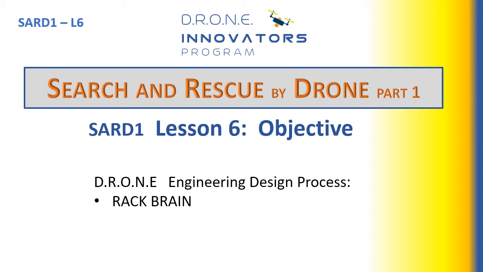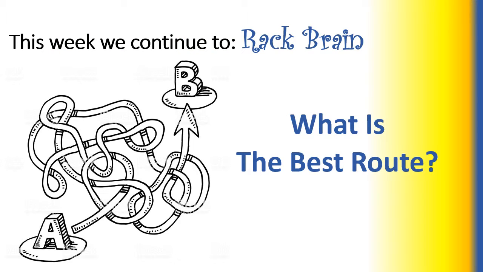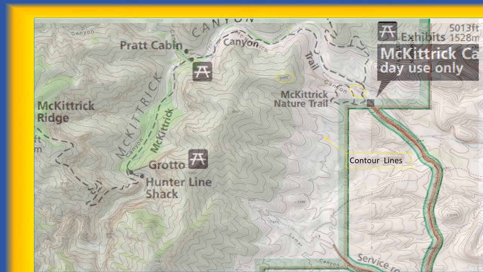We are still in the engineering design process, step called Rack Brain. As we continue to work through the engineering design process, we are tackling one of the biggest problems. What is the best route? In this week's assignment, I have you looking at topographical maps to figure out what that best route could be.